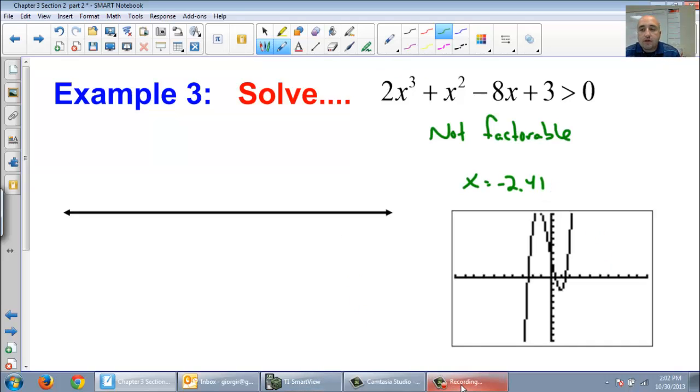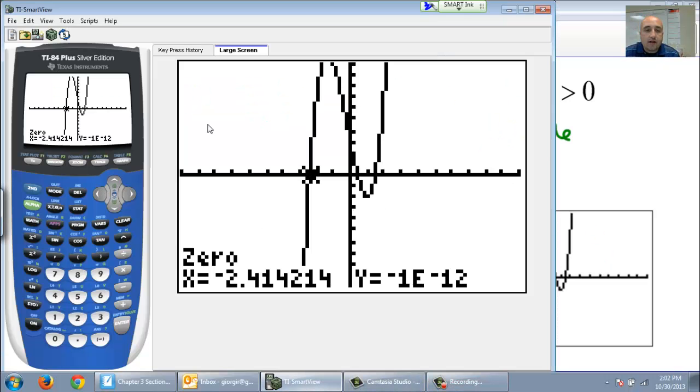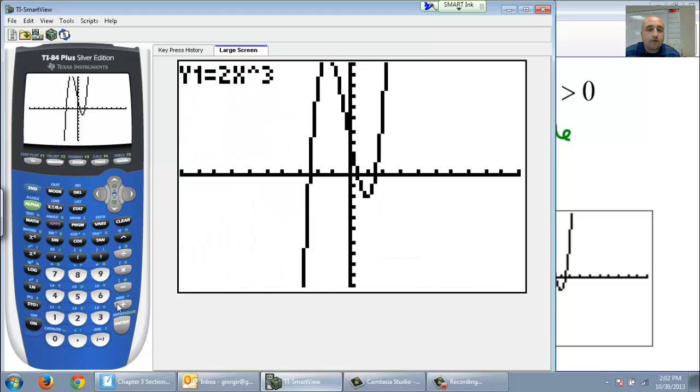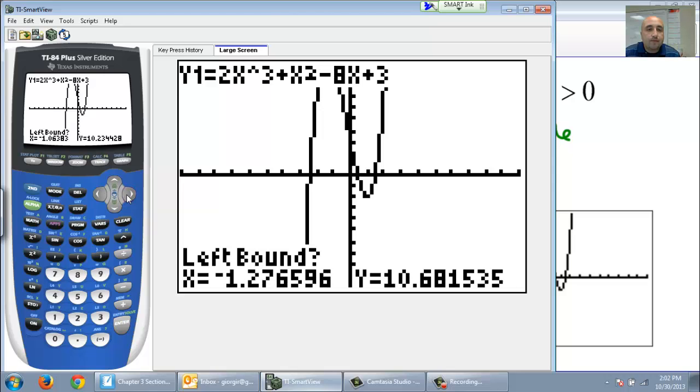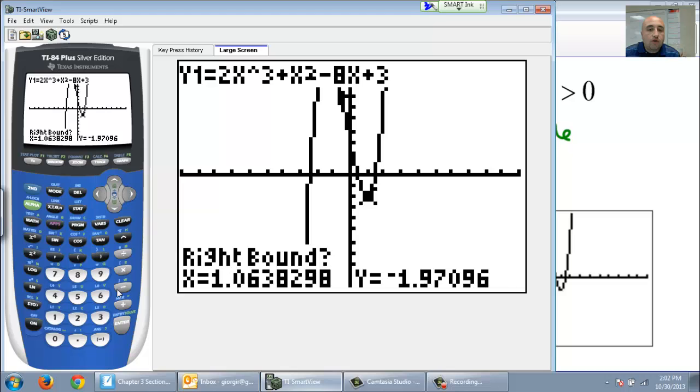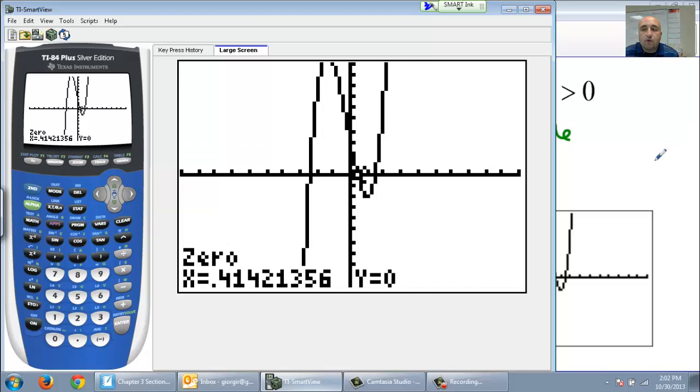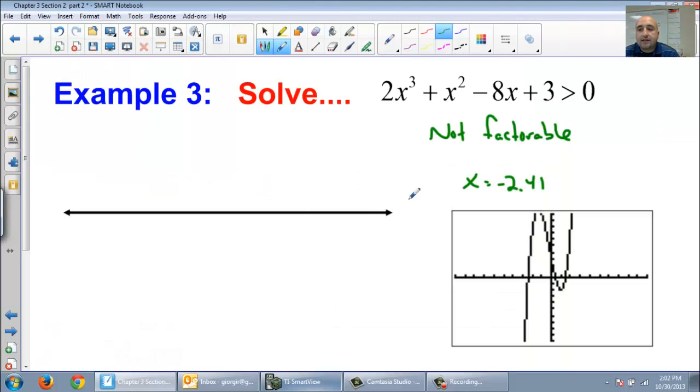Okay, let's find the 0 on the right now. Second trace 0. Let's do the one in the middle now. So left bound would be above, enter. Move it below, enter. Enter on guess. 0.41 is the one in the middle. So the one in the middle is x equals 0.41. And now we have one more to find.